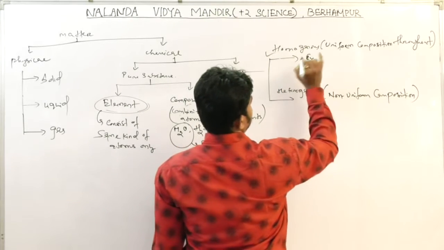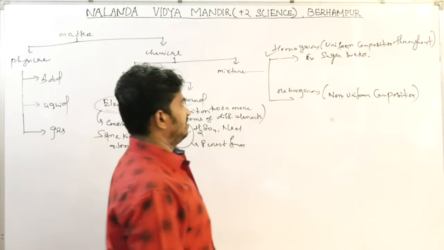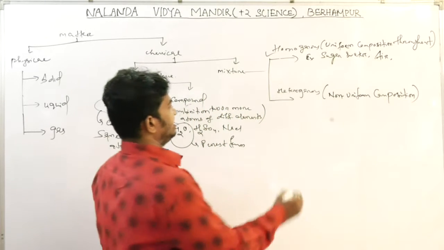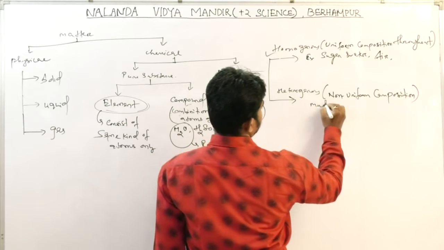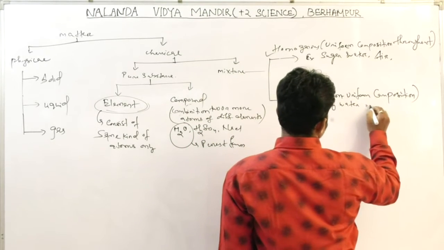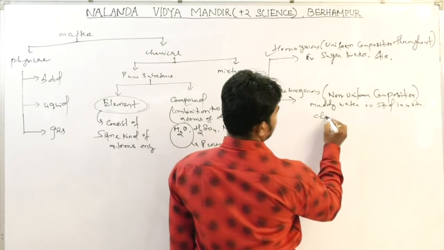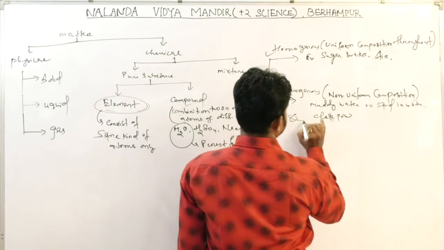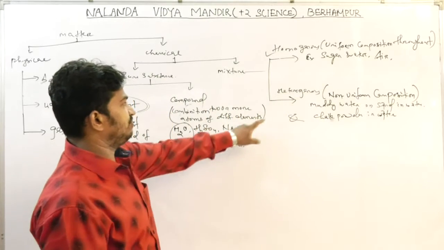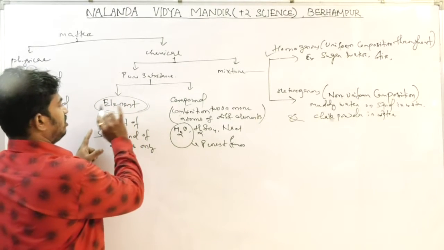Examples of homogeneous are sugar water, salt water, and air. These are homogeneous mixtures. Similarly, heterogeneous means muddy water, or sand in water, or chalk powder in water. So these are a few examples of homogeneous and heterogeneous mixtures, and the pure substance also has two forms, element and compound.